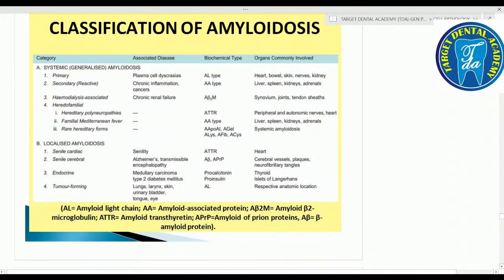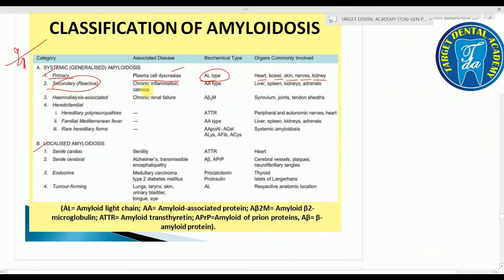Next is the classification of amyloidosis, which is very important. It can be systemic or localized. In the systemic or generalized amyloidosis, first is the primary, which is associated with the plasma cell dyscrasias, and the biochemical type is AL type, and the organs involved are heart, bowel, skin, nerve and kidney.